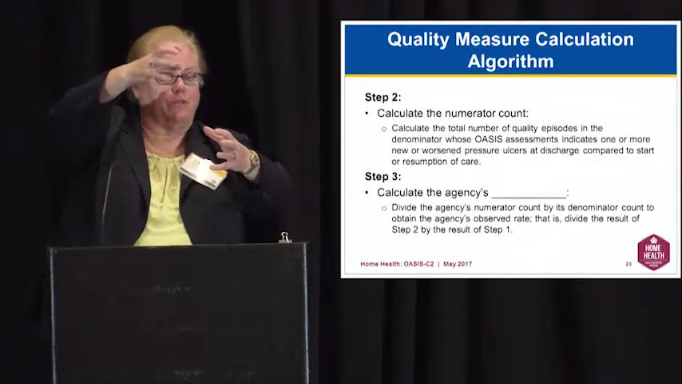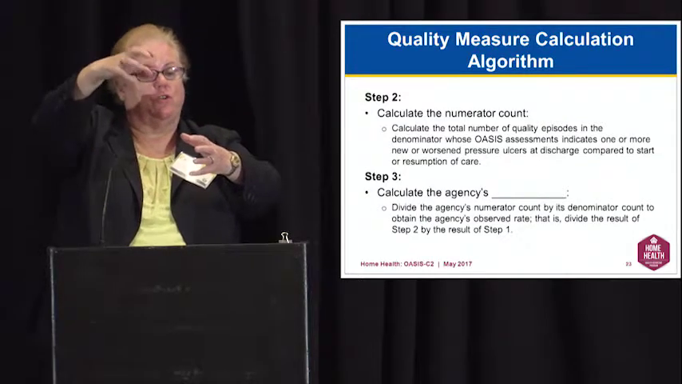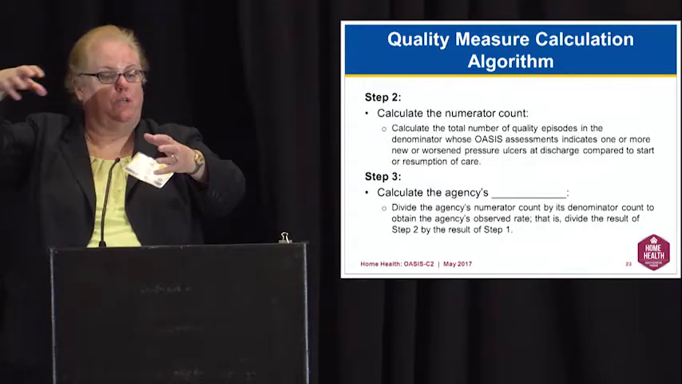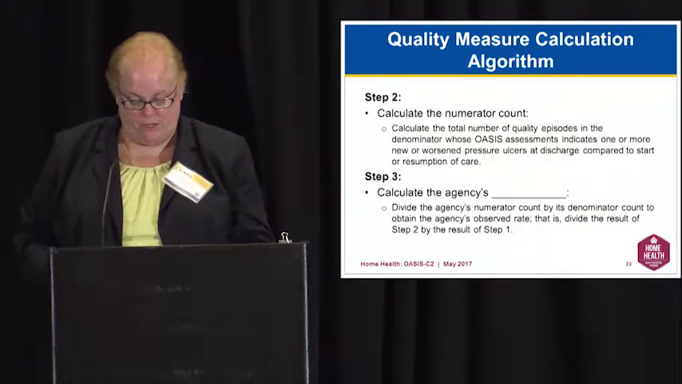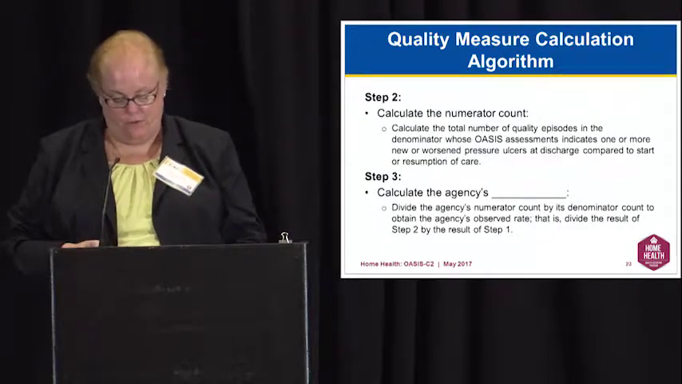Now my numerator is a subset of those, right? And those are people with new or worsened pressure ulcers as meeting the definition. So that's step 2.